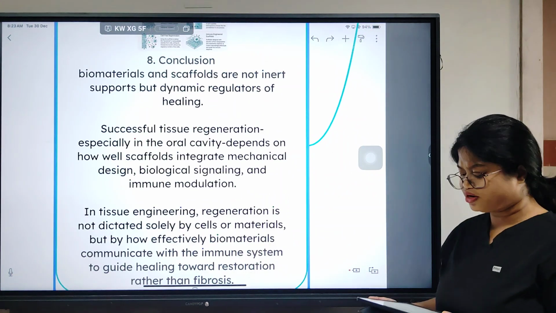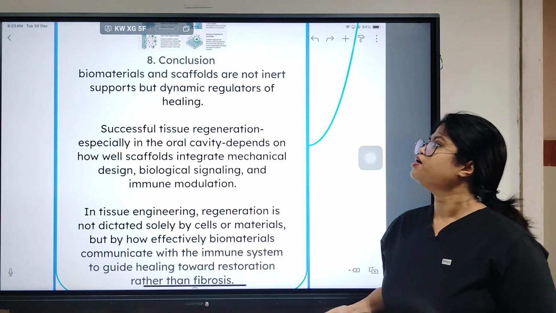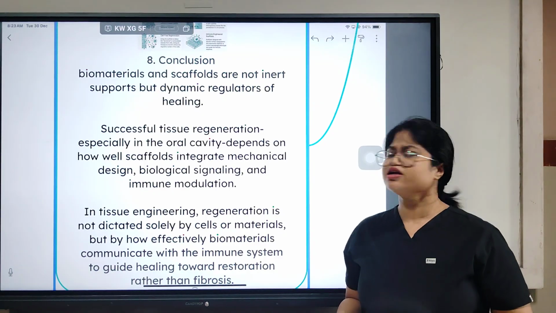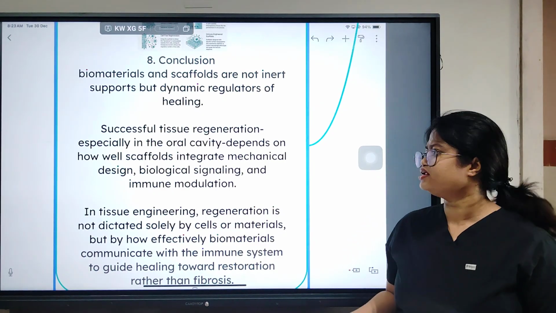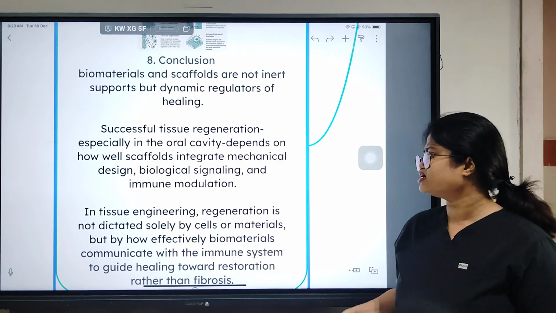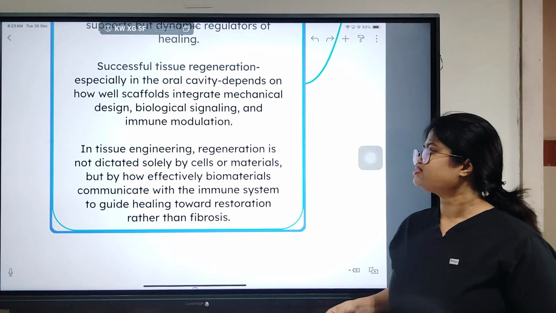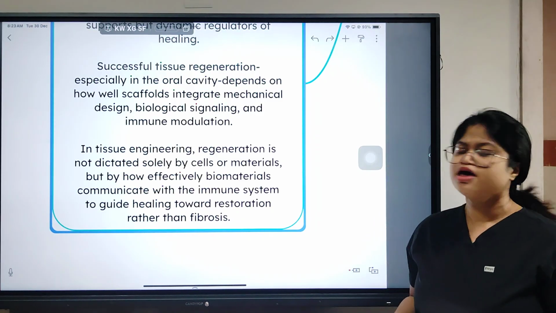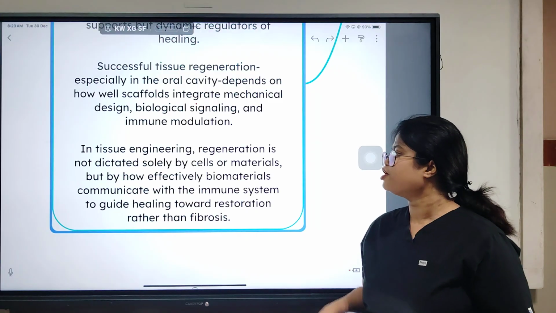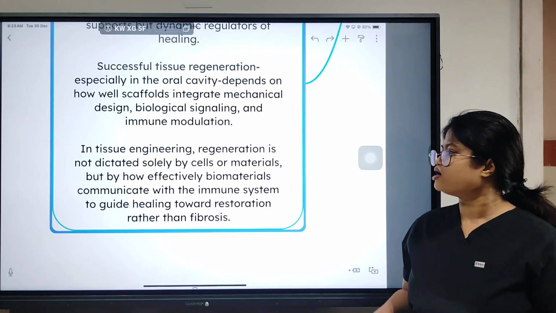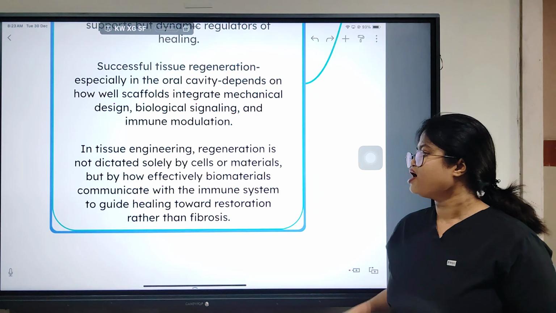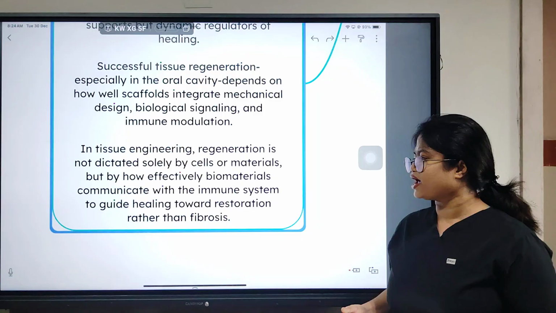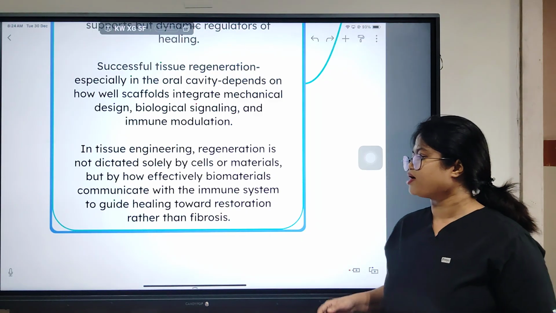So to conclude, biomaterials and scaffolds are not inert supports but dynamic regulators of healing. Successful tissue regeneration, especially in the oral cavity, depends on how well scaffolds integrate mechanical design, biological signaling and immune modulation. Lastly, the key takeaway home message is that in tissue engineering, regeneration is not dictated solely by the cells or materials individually, but by how effectively biomaterials communicate, and there is crosstalk with the immune system as a whole to guide healing towards restoration rather than fibrosis and scarring.